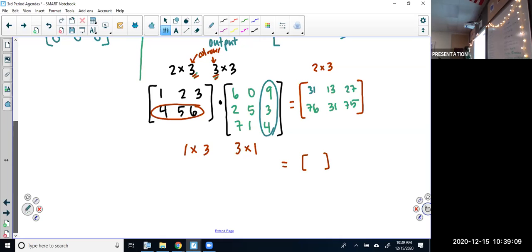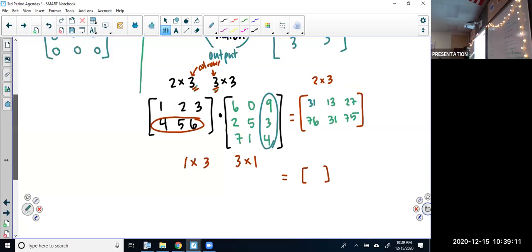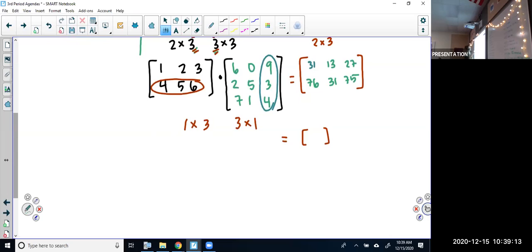Okay, so 1 by 3 could look like 2, -2, 1. And then 3 by 1 could look like 4, 4, 20. Got it. Nice. And so the answer is just going to be 1 by 1.